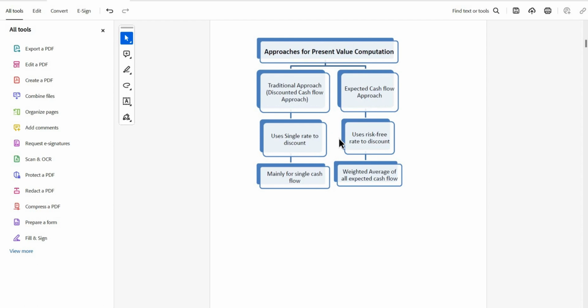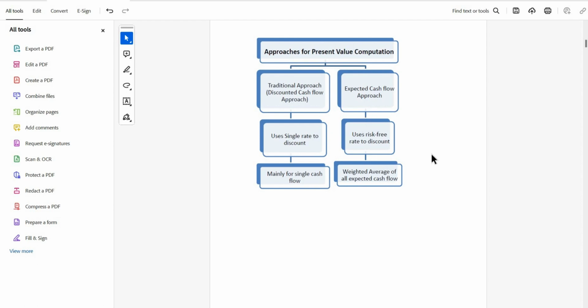Approaches for present value computation. What are the approaches or calculations we will do to figure out present value computation? The traditional approach and the expected cash flow approach. In the traditional approach we use the discounted cash flow approach, which uses a single rate discount factor mainly for a single cash flow, and in the expected cash flow approach we use a risk-free rate of discount, that is the weighted average of all the expected cash flows.